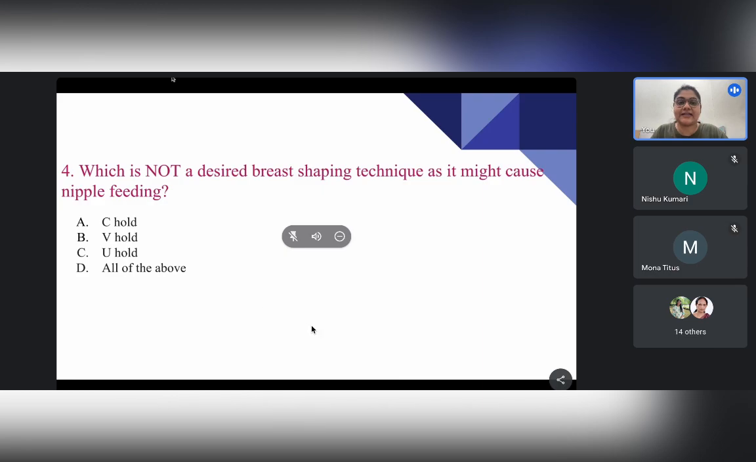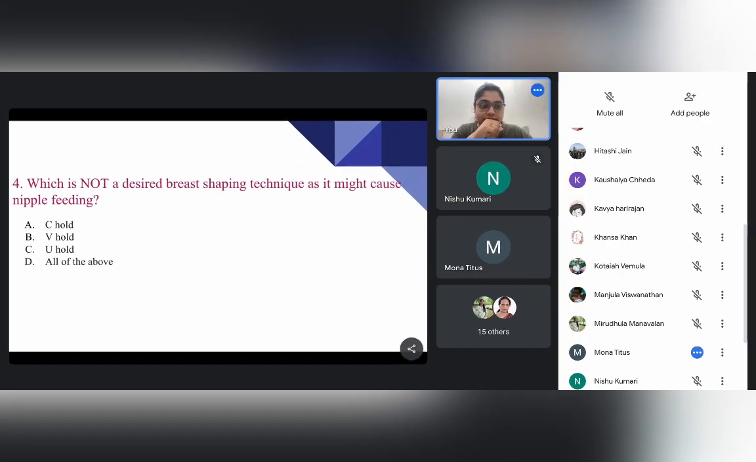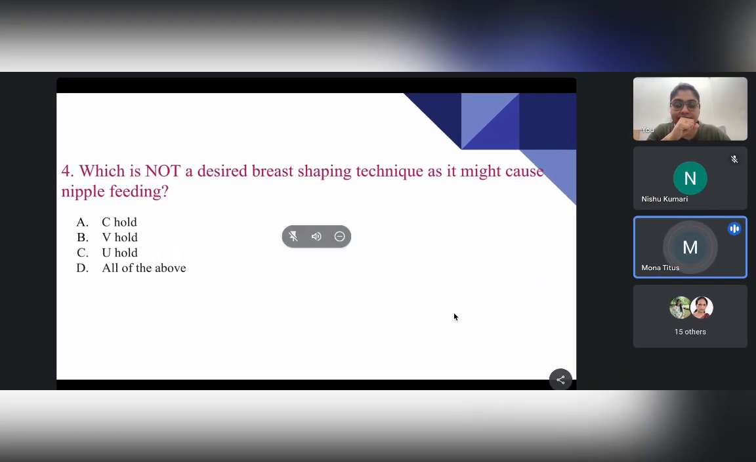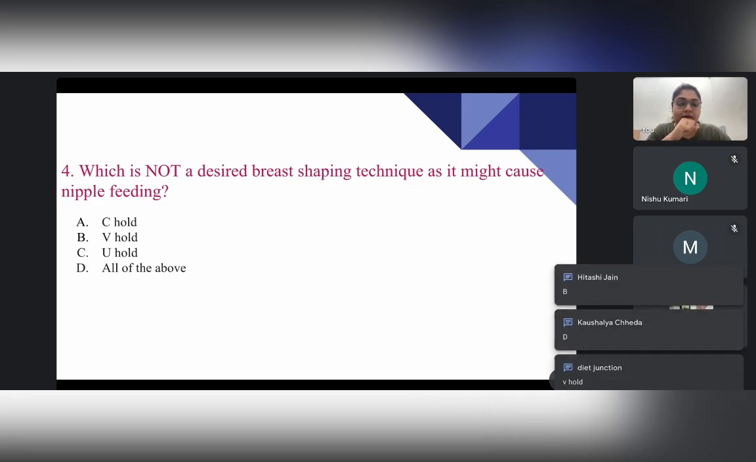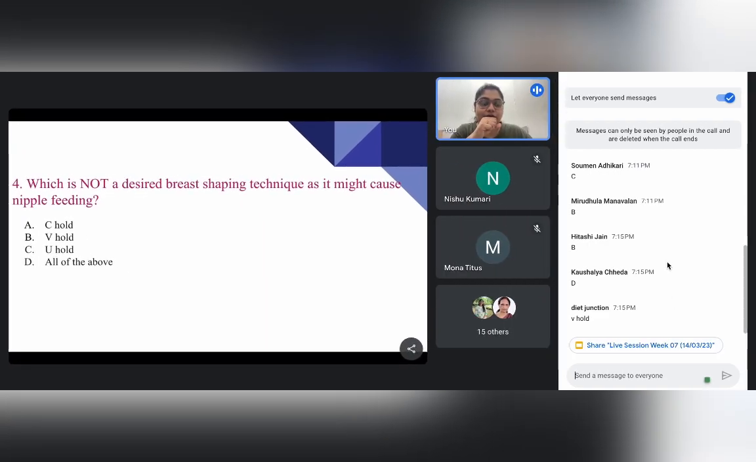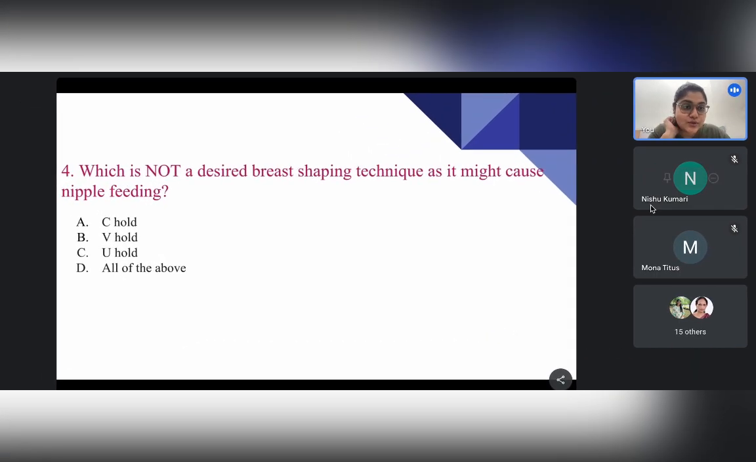So let's move on to the next question, which is not a desired breast shaping technique as it might cause nipple feeding. What would be the answer? Ma'am, option B, V hold. Okay. So a lot of you have said V hold and somebody has said D. So the person who has said D, why do you think it's D?